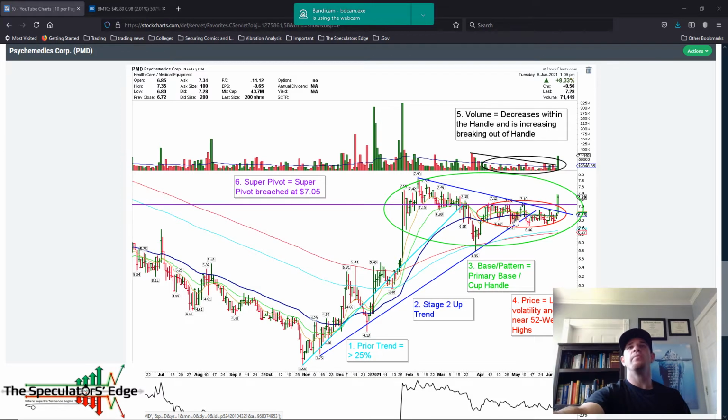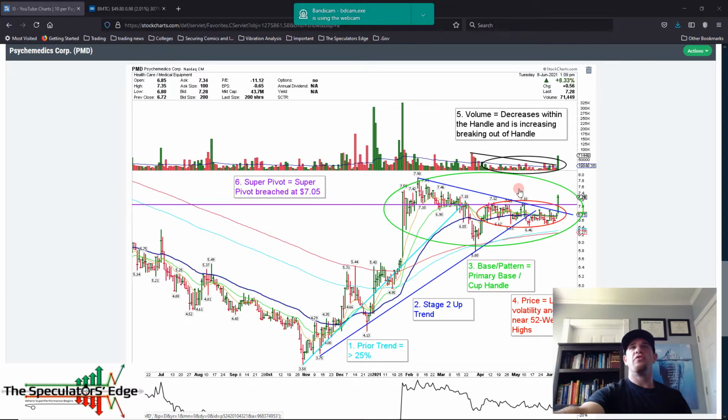Okay, so next thing that we're going to look for is the price action, how it's been acting here lately. As you can see, it's been in a nice range. It's had very low volatility, so lots of contraction in the price, especially right here. Not only that, price is near 52-week highs, which is at $7.90. It's right now at $7.28.